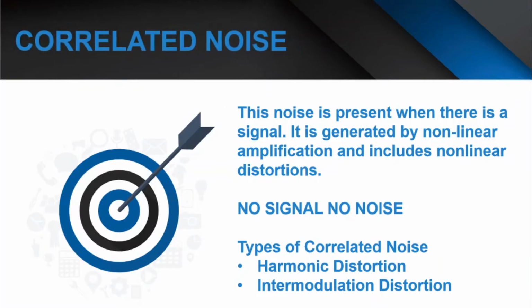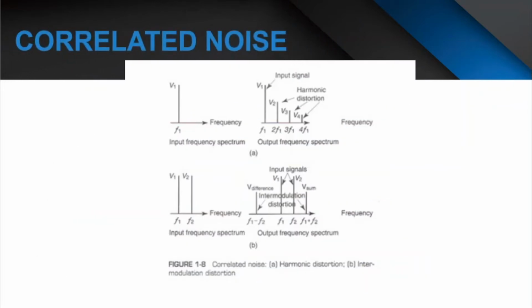So what is correlated noise? This noise is present when there is a signal. It is generated by nonlinear amplification and includes nonlinear distortion. So, dito sa correlated noise, no signal, no noise. Ay, kung walang signal, wala ding noise. Merong types ng correlated noise, which is the harmonic distortion and the intermodulation distortion.